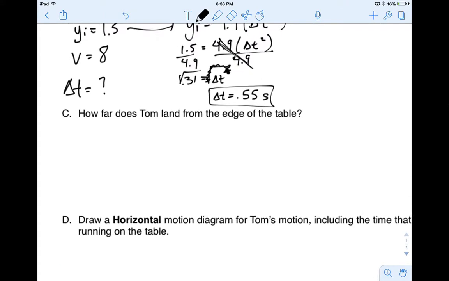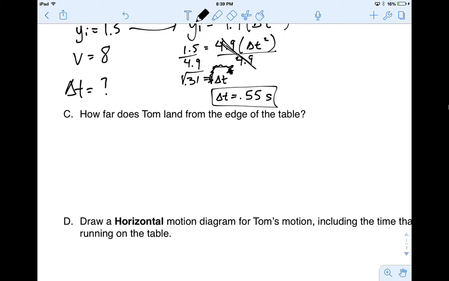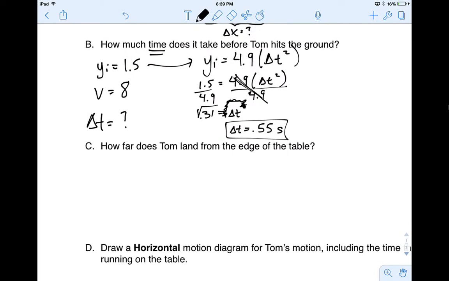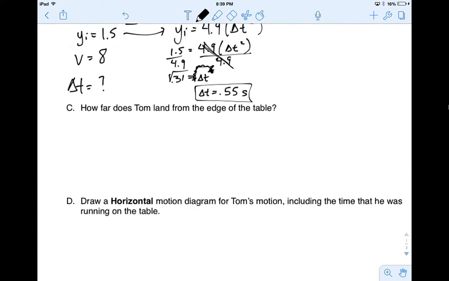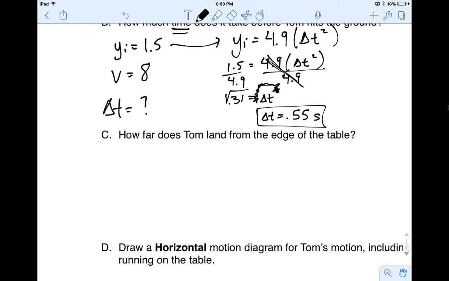Next, how far does Tom land from the edge of the table? Okay, so how far does he land from the edge of the table? So if I look up here, really what I'm looking for now is delta x, okay? That's what I want to know. So, again, now I know delta t is 0.55. I know that v is 8. I know that yi is 1.5. And I'm looking for delta x.